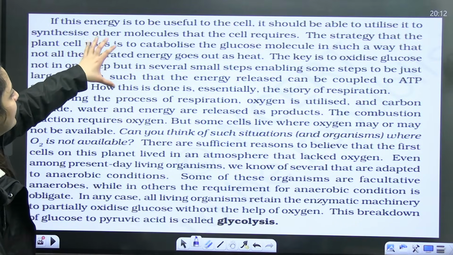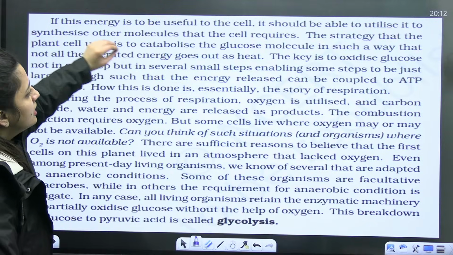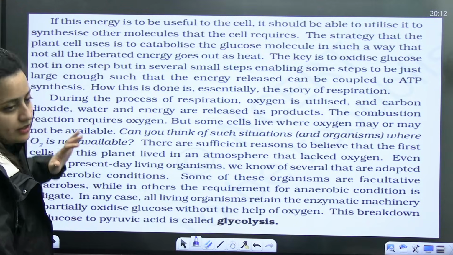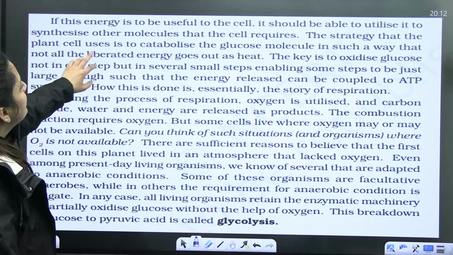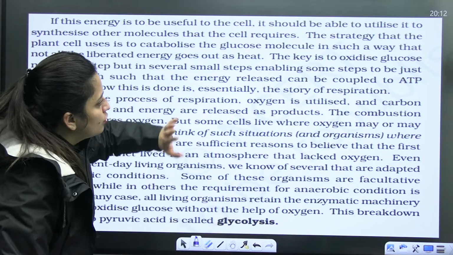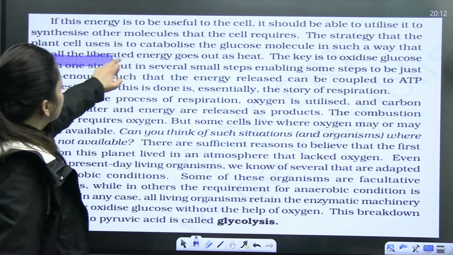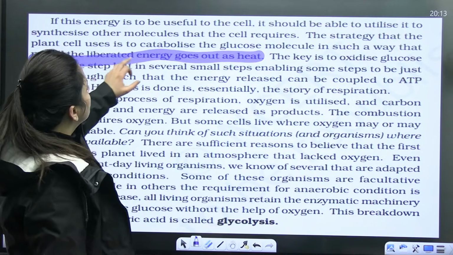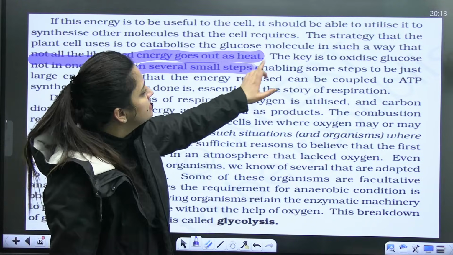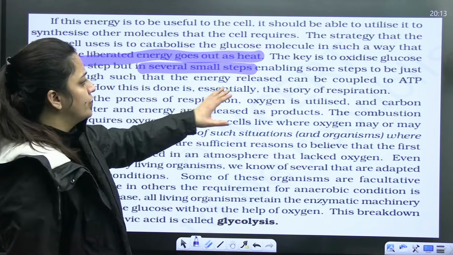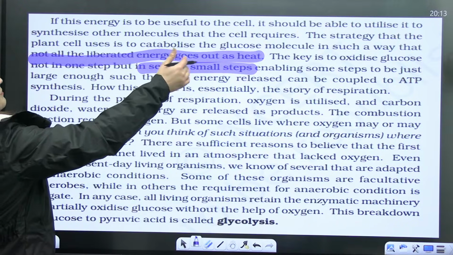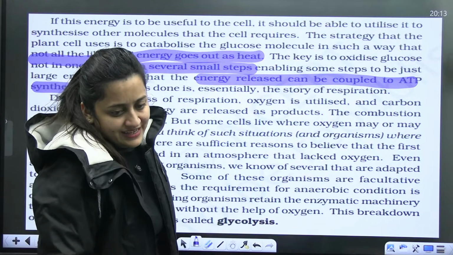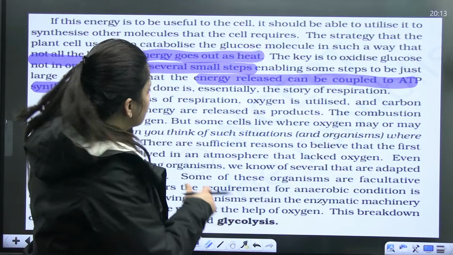So here you can see, if this energy is to be useful to the cell, it should be able to utilize it to synthesize other molecules. Then the strategy that the plant cell uses is to catabolize the glucose. They break down the glucose in such a way that not all liberated energy goes out as heat. So the key is to oxidize glucose not in one step but in several small steps, so that the energy released can be coupled to ATP synthesis. We don't want to waste that energy as heat, so we want to trap it in the form of ATP. That's why we are doing it here.